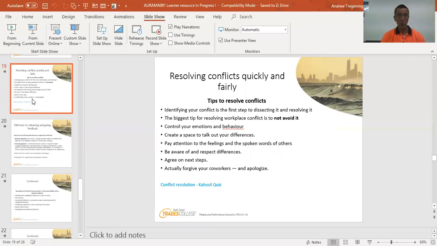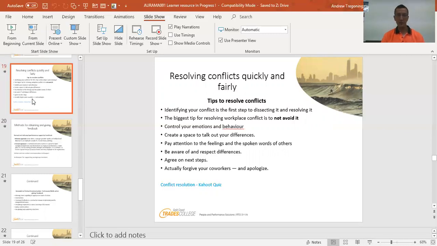Create a space to talk out your differences. Create a space would mean create a space in your time and in your day, whether it's in the morning or the afternoon or whatever it might be. Just give yourself the room and the time to talk out your differences with that other person.